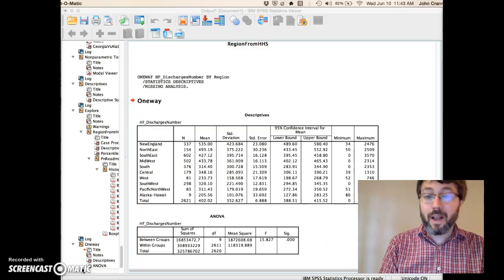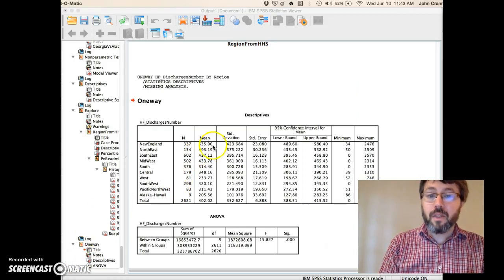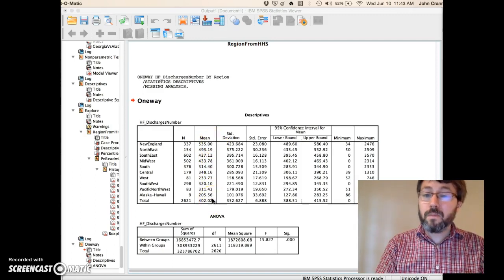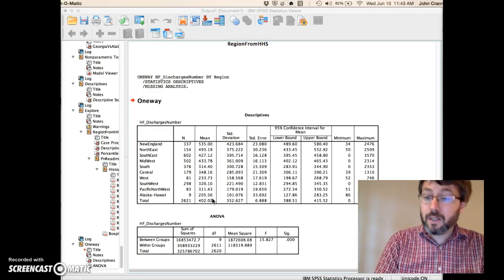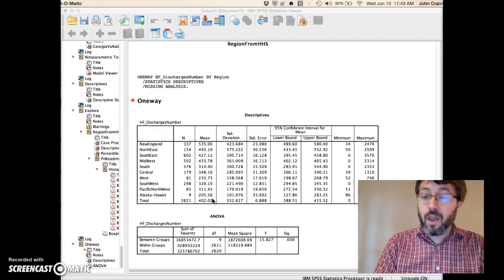And as we saw from our SPSS output, the means for each group, each region of the United States, for the number of heart failure discharges is reported here in the mean column. So this ANOVA allows us to compare all of these means and say, are the means of these groups statistically similar or identical or statistically different? And we can do that with one test.